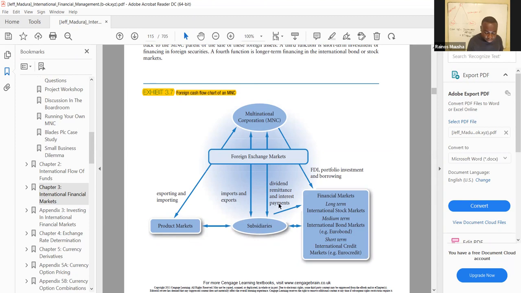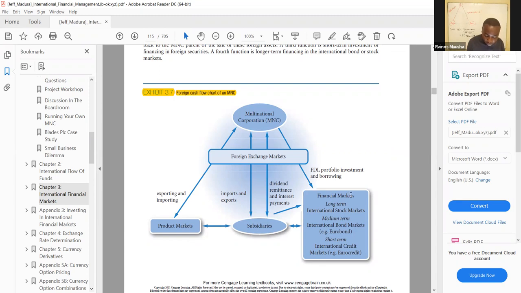At the same time, there can also be a flow between the subsidiary and the multinational corporation when it comes to dividends remittance. If there are dividends remittance and interest payments, it means there's going to be an upward movement, or a back and forth movement, between the investment. Remember, the multinational corporation moves money to the subsidiary, and then the subsidiary pays dividends and interest payments to the corporation, depending on who's borrowing from whom.